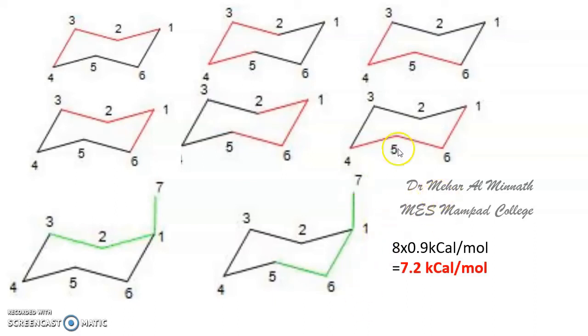Okay, so altogether the energy of this cyclohexane will be 7.2 kilocalories per mole, because the energy associated with one gauche interaction is 0.9 kilocalories. So we have got 8 similar interactions. So altogether we can put it as 7.2 kilocalories per mole.